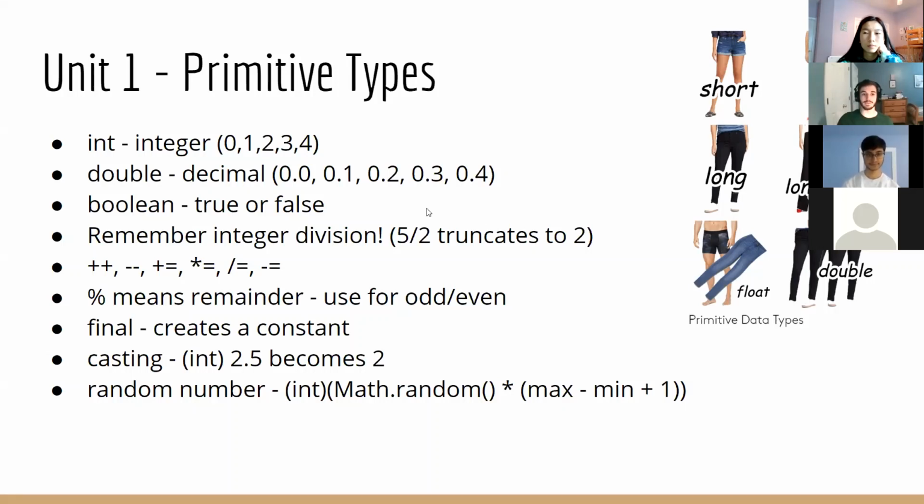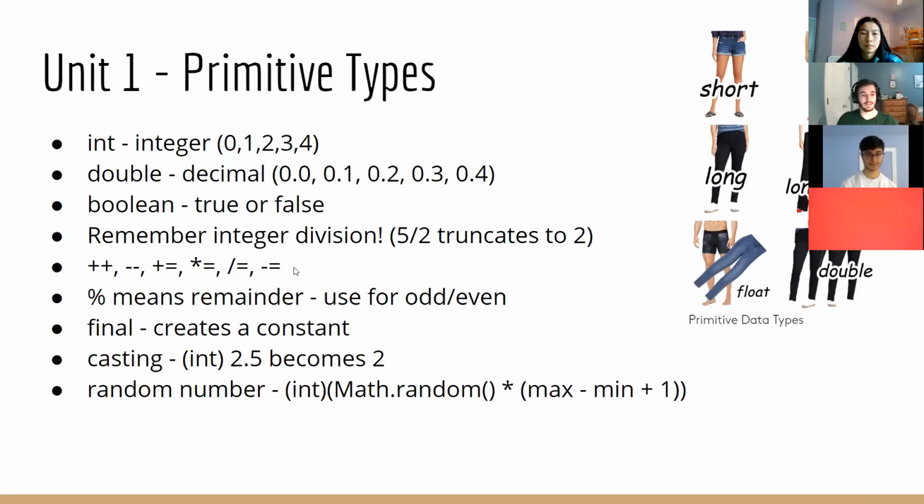Integer division can be extraordinarily helpful, especially in conjunction with the modulus operator, which is that % sign. You've got your incrementers and decrementers here, with the plus plus and minus minus. Plus plus adds, minus minus subtracts by 1. Plus equals will add to the value of the variable that's already there. So if you've got a variable that's 4 and you do plus equals 2, the variable will now be 6. Same general idea with star equals, slash equals, and minus equals.